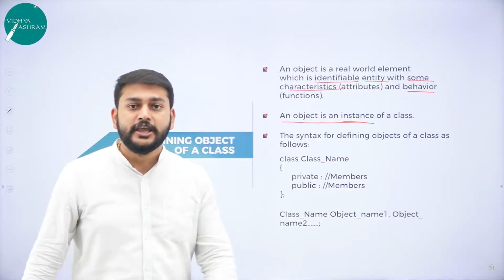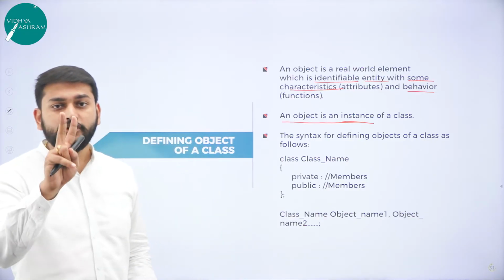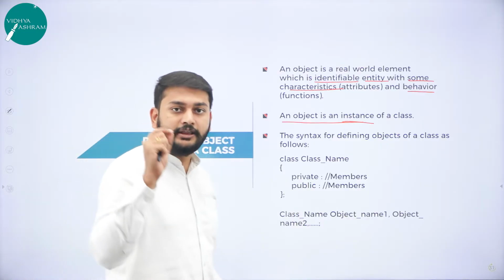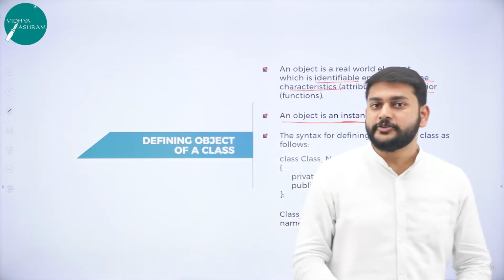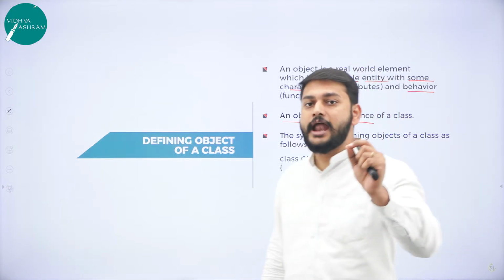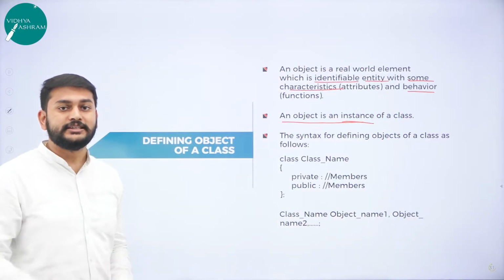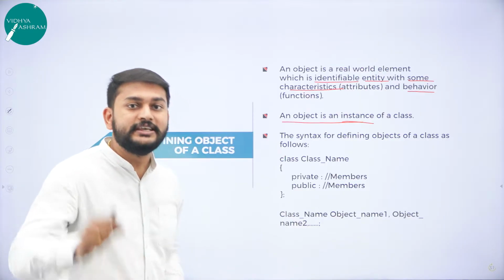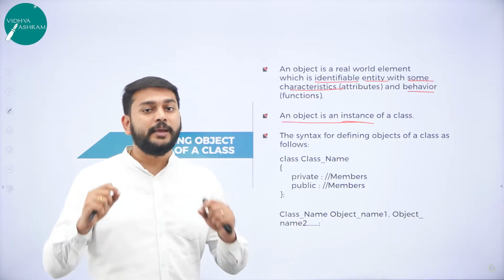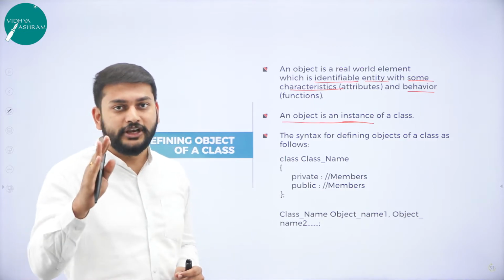So my dear students, if I take the word object, you need to remember 2 points. One is a real world element or real world entity which has characteristics and behavior, and it is an instance of a class. What is the meaning of instance? Instance means it is a replica of the class. That is what you need to remember.